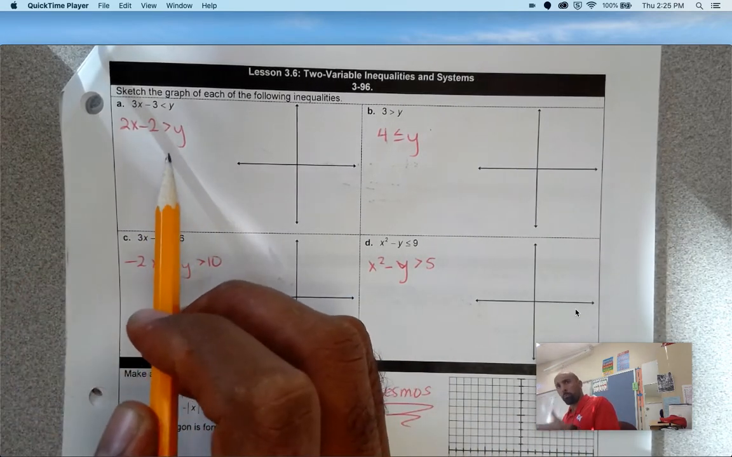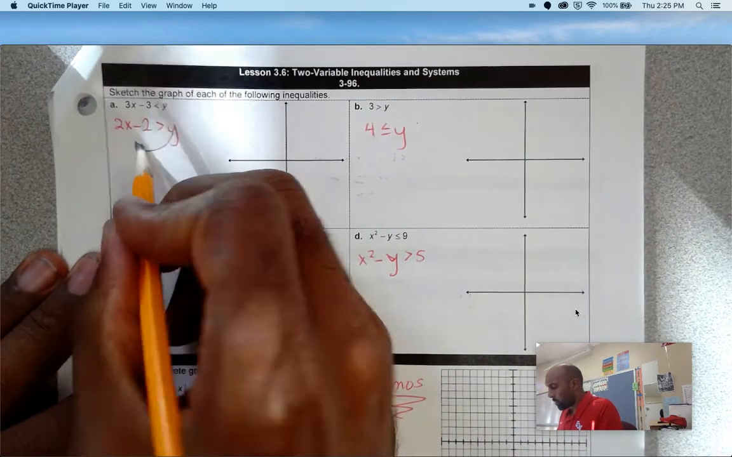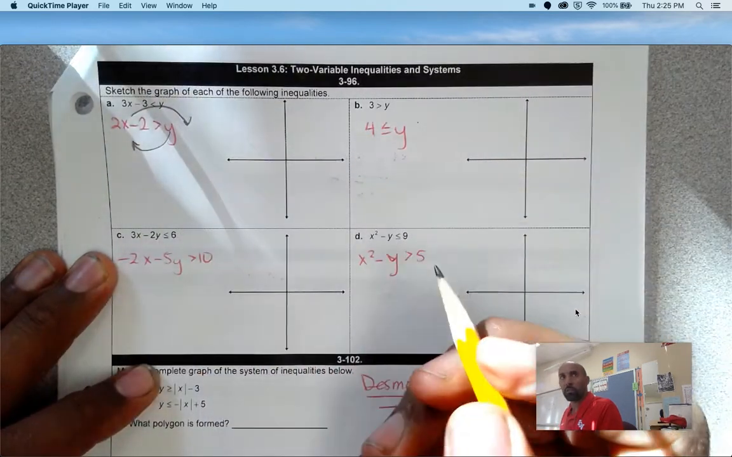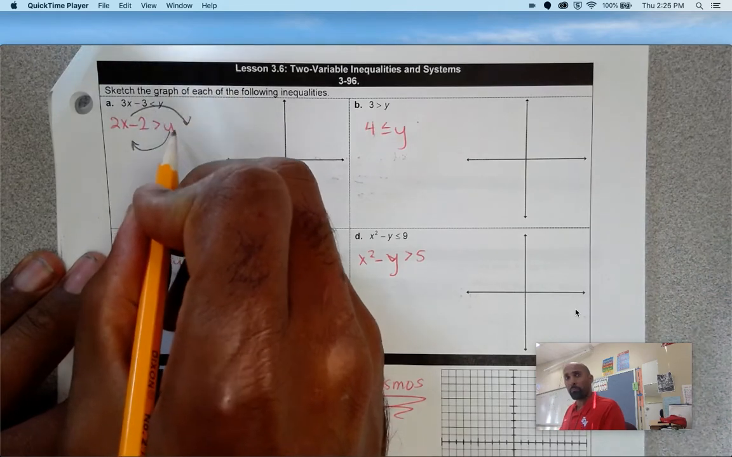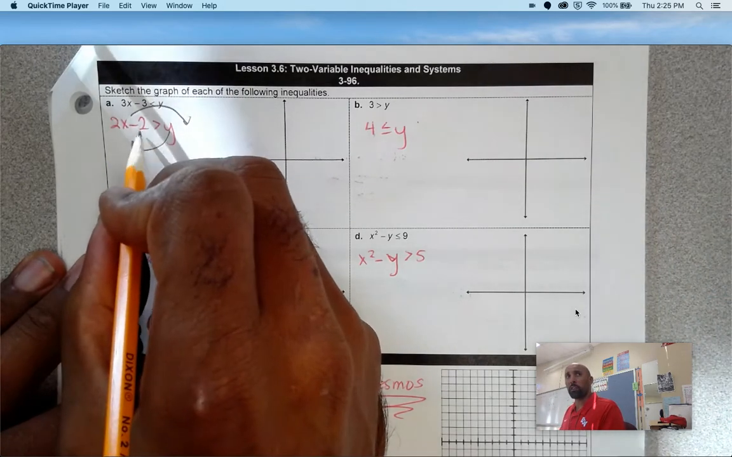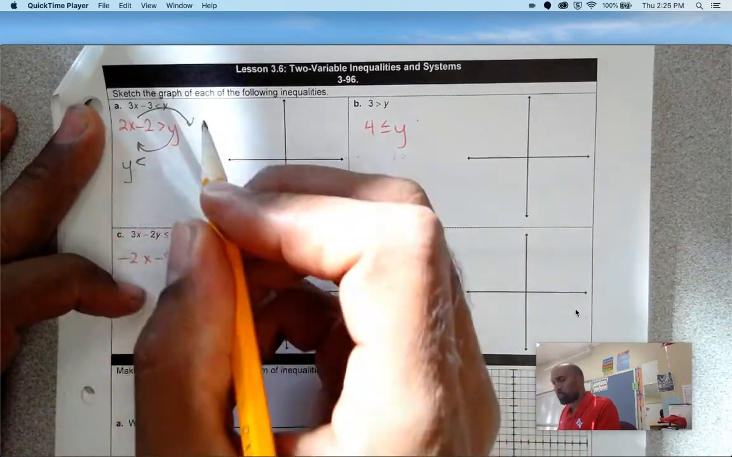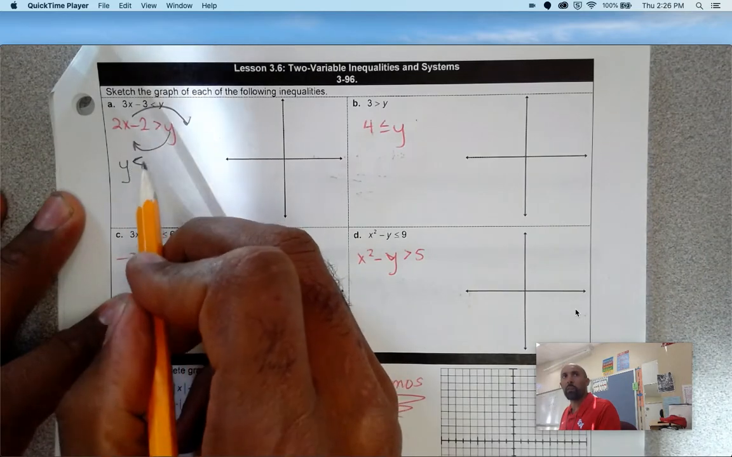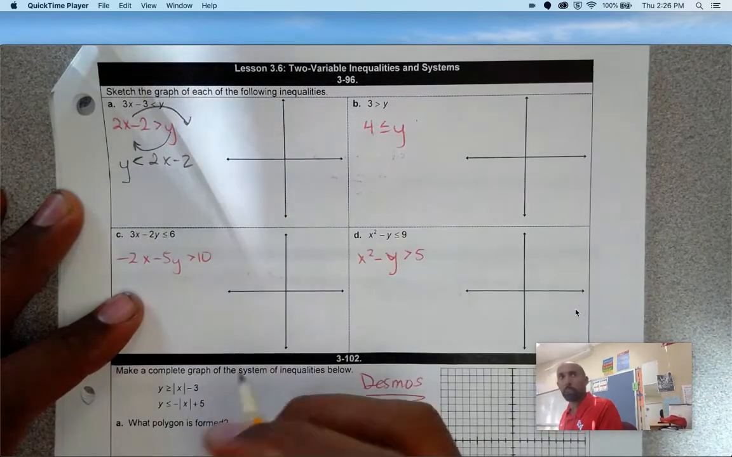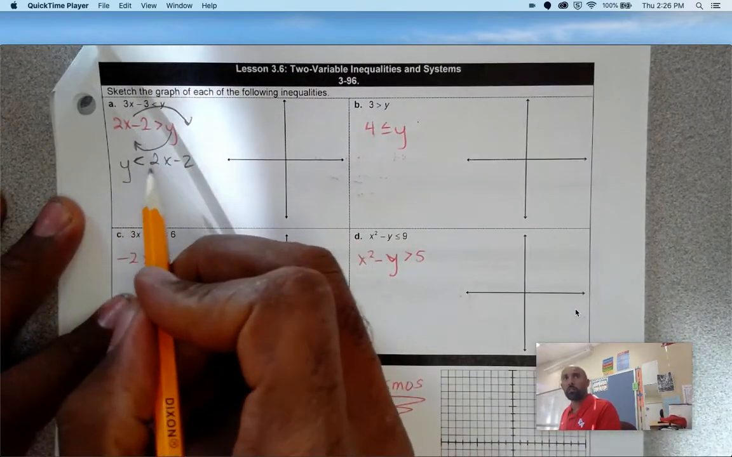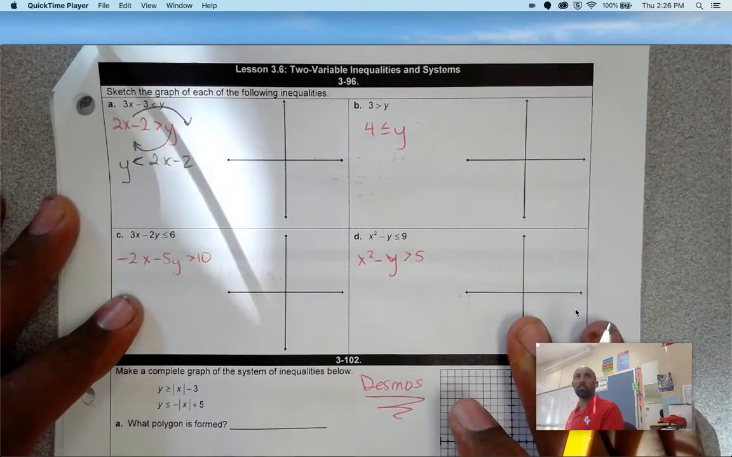To make it more familiar for what we usually graph, I'm basically going to flip this around so that the y is over here and this 2x minus 2 is on this side. Notice it says y is less than, so the y is smaller than this part of the function. When I flip it, I need to make sure the sign still points at the y. Then I put the 2x minus 2 here. Now it looks just like y equals mx plus b, so we can graph it just the same way.